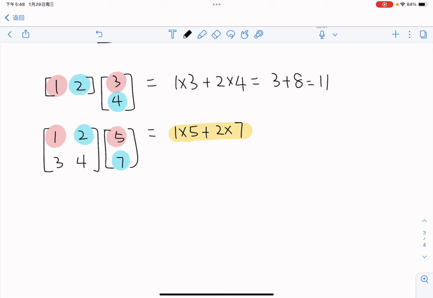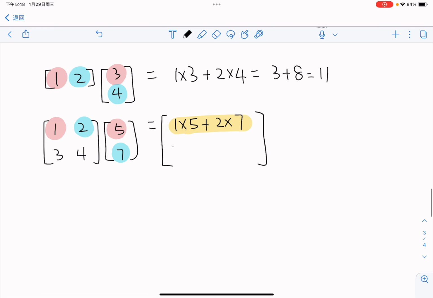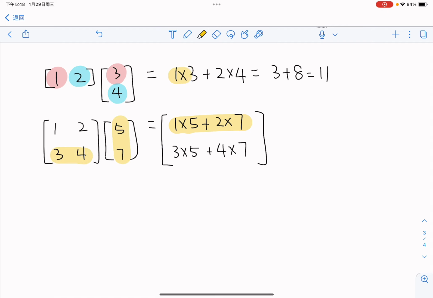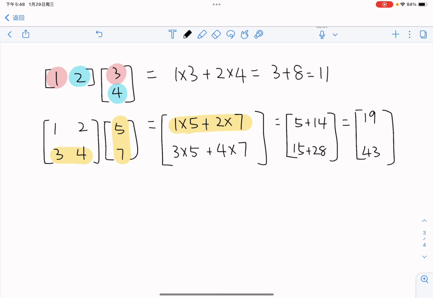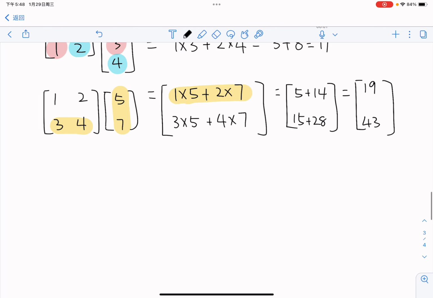And then we repeat the process with the second row. So that will be 3 times 5 plus 4 times 7. And to draw it out, it is a multiplication of this vector and that vector. And it is exactly the same as how we did the dot product up here. So the answer will be a vector with two values. That's 5 plus 14 and 15 plus 28, which will be 19 and, oh my god, 43. Yeah? Okay.